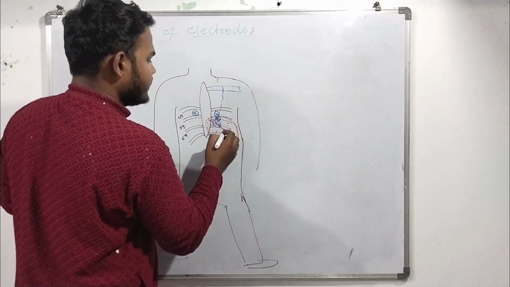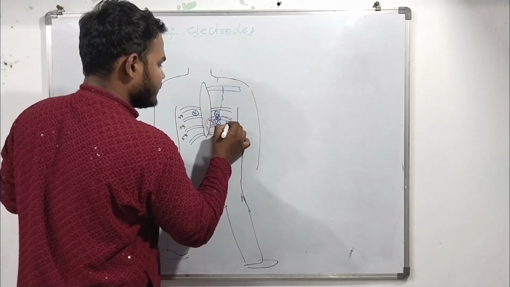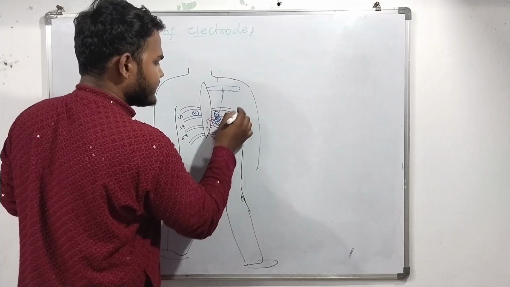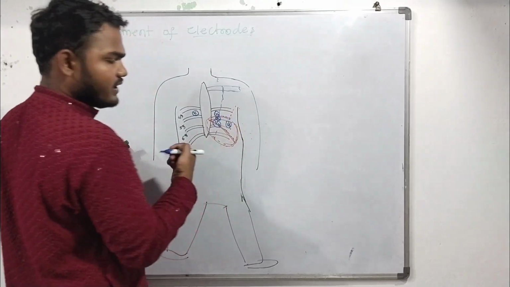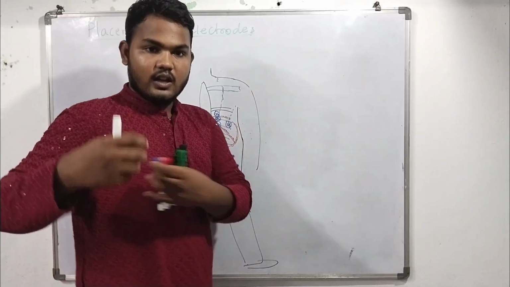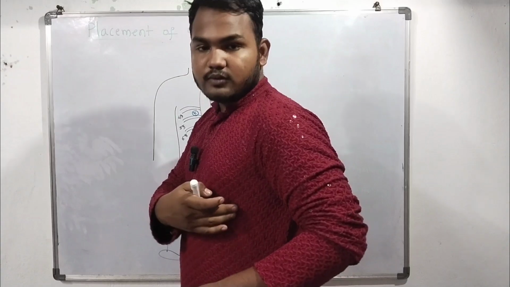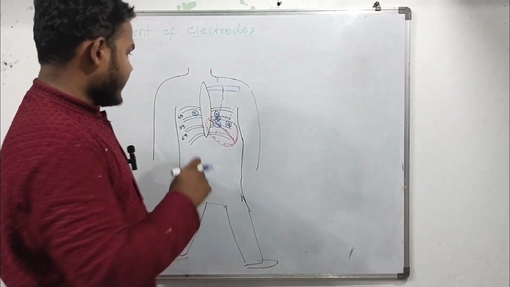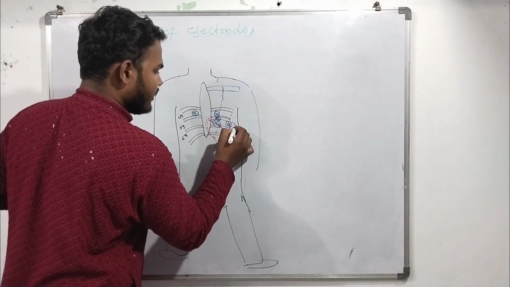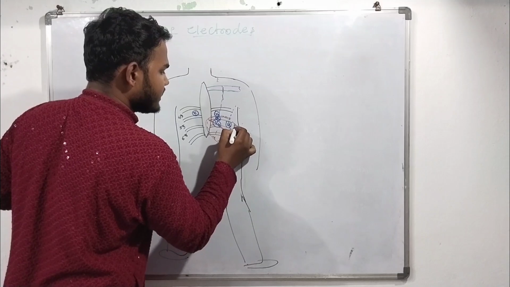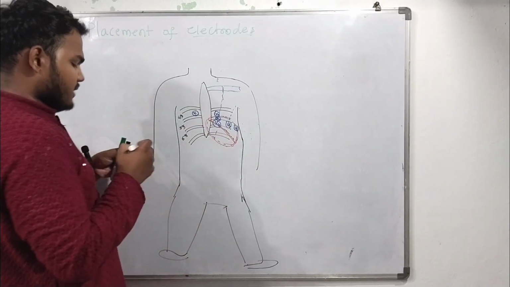And here V5 should be anterior to the axilla. It means this side of the axilla. Okay, anterior to the axilla is V5, and middle of the axilla is V6. Okay, this is the placement.